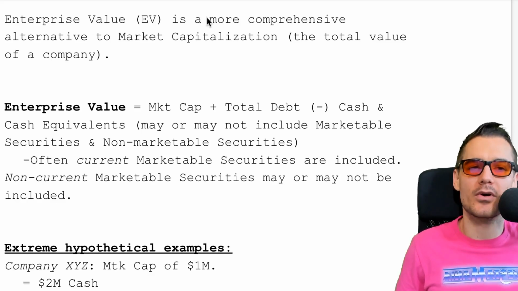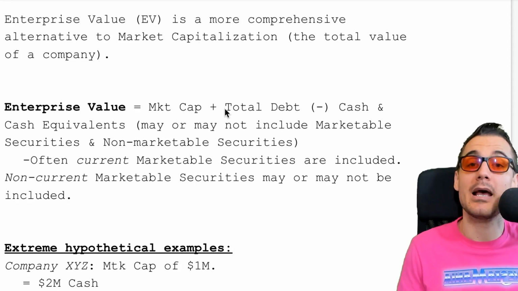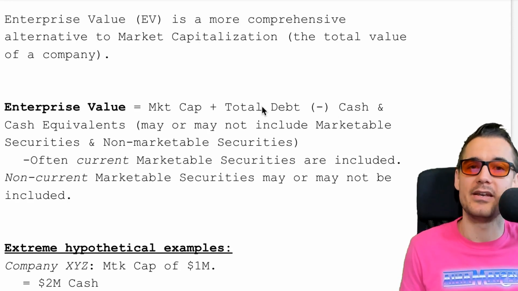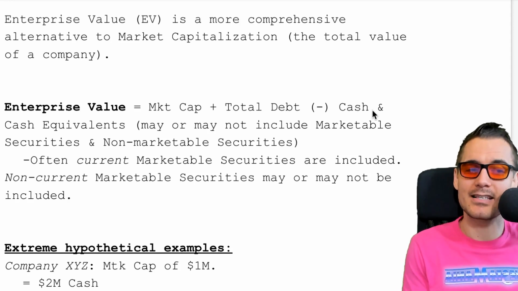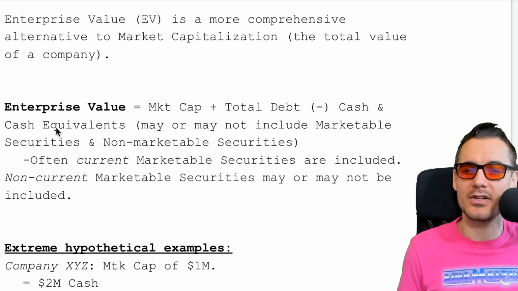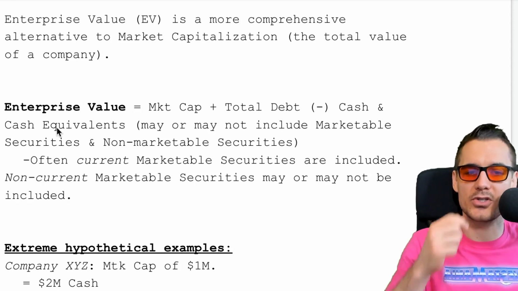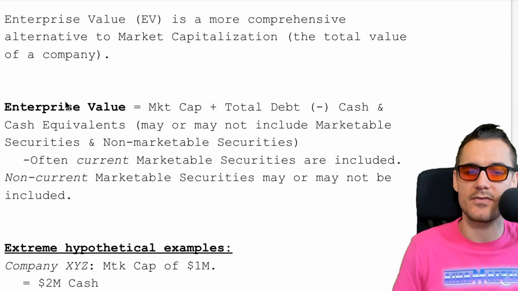Enterprise value is a more comprehensive alternative to market capitalization, which is the total amount of money that you have to pay for a company. So, enterprise value equals market cap, how much you have to pay for the company, plus the debt, because you absorb the debt when you buy a company, minus the cash and cash equivalents, because you also get the cash and cash equivalents when you buy the company. So that would lower the cost of the acquisition, right? Whereas debt would increase the cost of acquisition.